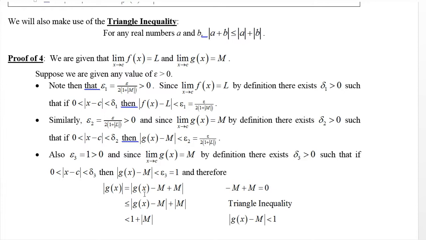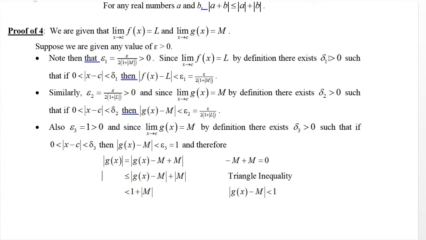Now, we can use the triangle inequality and break this apart into two parts, the first part being g of x minus m and the second part being m. And so we can do the absolute value of both parts with the plus in between, and this gets us less than or equal to. That's our triangle inequality in action. But we know that the absolute value of g of x minus m, according to this, is less than that epsilon, which was just 1, so this part's less than 1, so we get a strict less than here. So what do we get? We get absolute value of g of x is less than 1 plus absolute value of m.